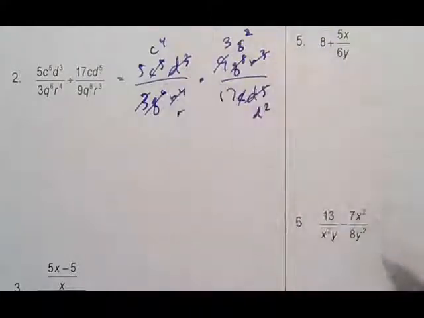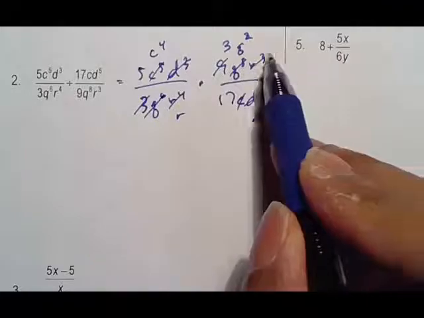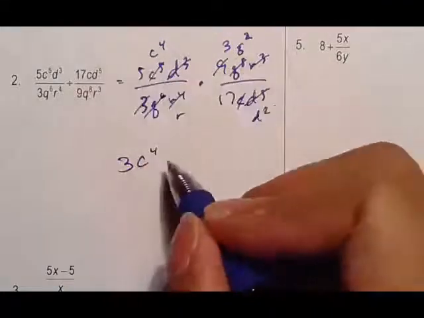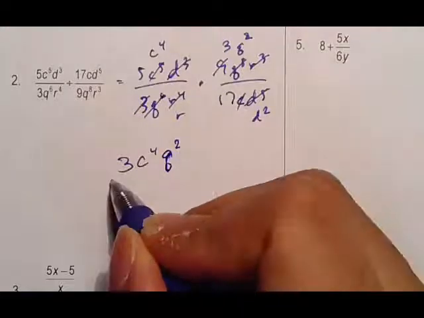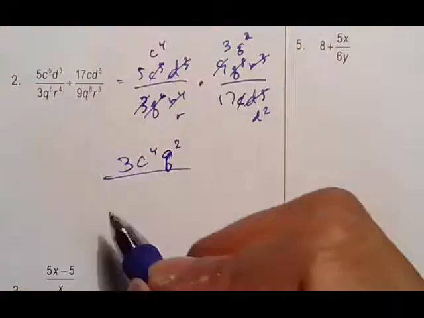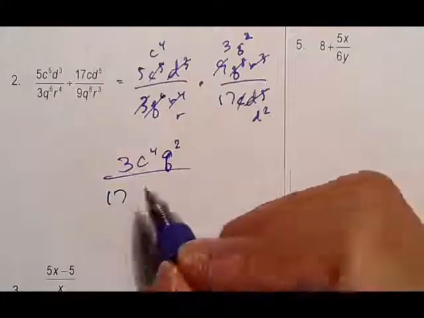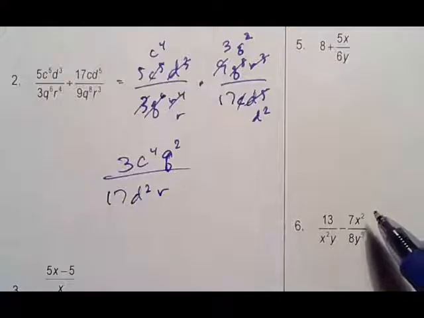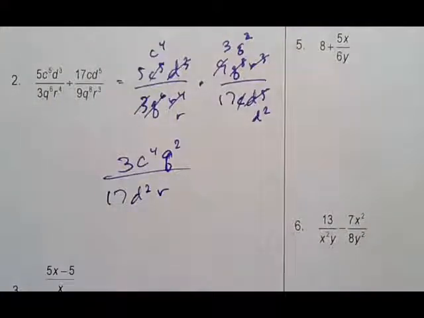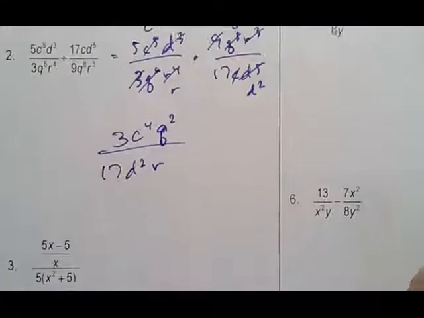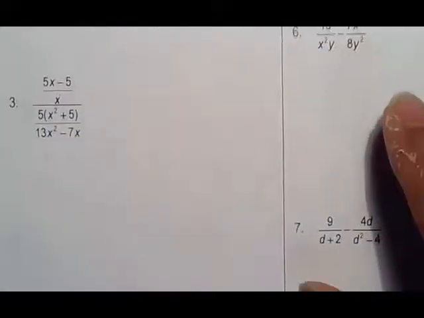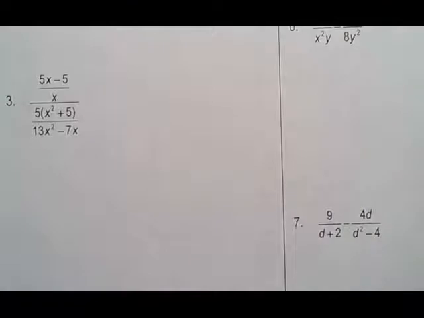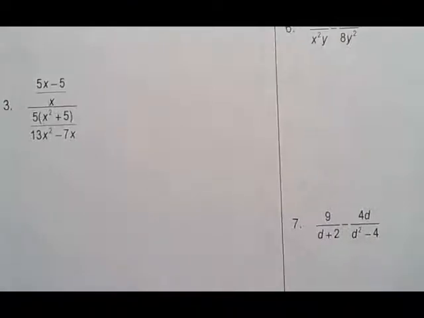And again, just kind of check to make sure everything's where it needs to be. And again, put everything on top there, which means 3 is still there. Alphabetical, C to the fourth, Q to the second, over 17 alphabetical, so D squared R would be what you would end up with on that. So again, what we learned on that is just how to turn that into multiplication and then cancel using what we know about the cancel, whenever you have the same thing on top and bottom.